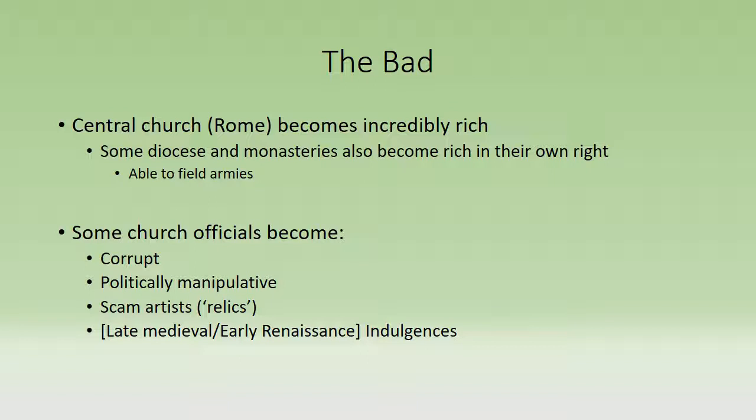Some church officials become corrupt, some become politically manipulative, and of course there are some scam artists who try to pawn off relics: bits of the crucifix of Christ, bits of bones of saints, or holy oil from the Holy Sepulchre, or things like that. And then later on, when we get to the late medieval period and early Renaissance period, we'll talk about indulgences, which are basically get out of jail free cards. And these are actually happening fairly often towards the end of the medieval period.